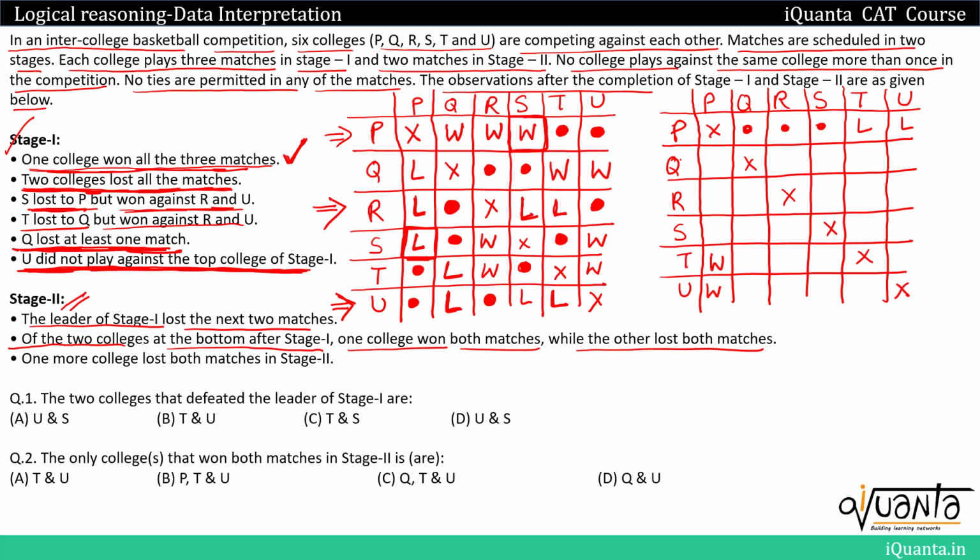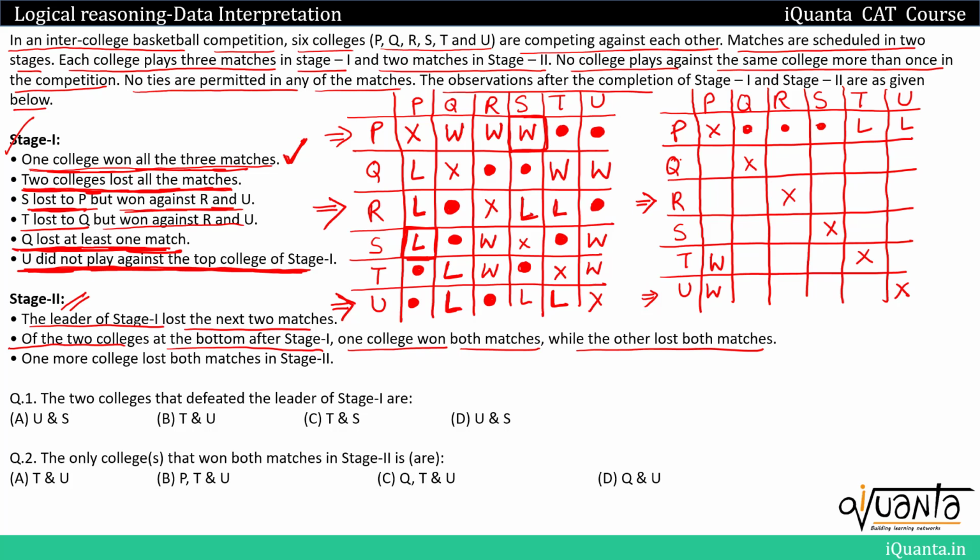So we have been given that of the 2 colleges at the bottom after stage 1, one college won both the matches while the other lost both the matches. So we have to focus only upon colleges R and U over here, and one of R and U will win both its matches and one of R and U will lose both its matches. So U already has won a match here. So in stage 2, R will be the college that will be losing both its matches and U will be the one that will be winning all its 2 matches.